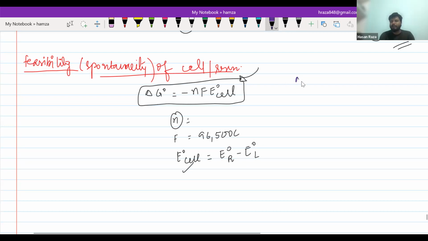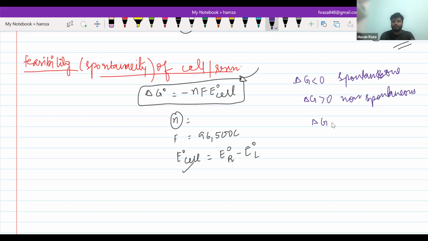And we know that whenever delta G is less than 0, that means the process or the reaction is spontaneous. And if delta G is greater than 0, that means non-spontaneous. And if delta G equals 0, that means the process is at equilibrium. So please keep this in mind. You have already studied this in class 11. So I'm going to give you a question on this formula. Please write it.